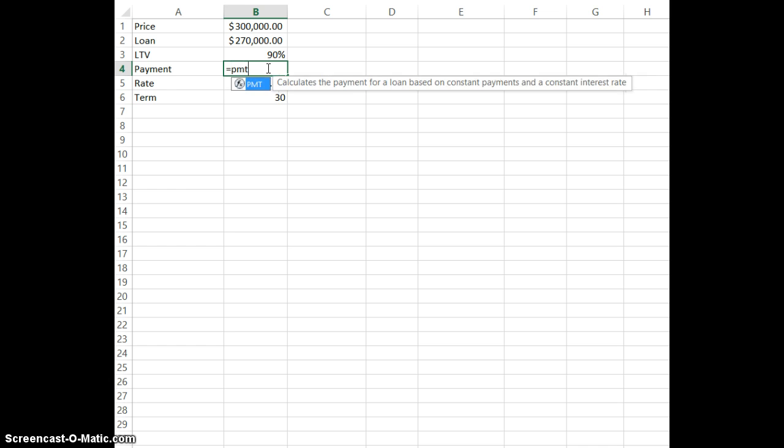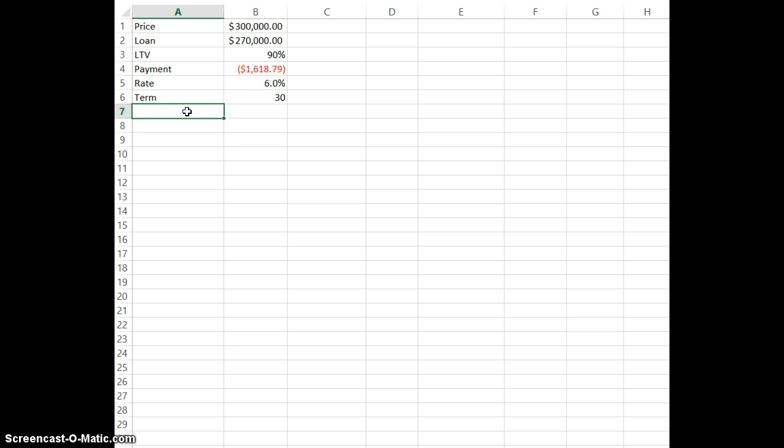First, we need to calculate our payment. Oops, made a mistake already. There we go. All right, so we have our monthly payment here, and that is why I added in the divided by 12 and multiply by 12 so we can get everything at a monthly level.